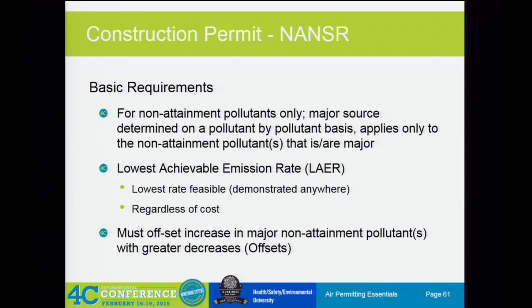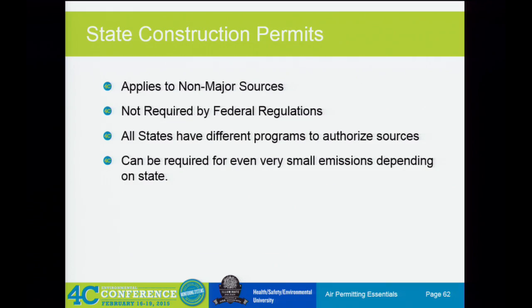The other requirement under the non-attainment permits is the lowest achievable emission rate, which we'll describe as different from best available control technology. This is the lowest rate feasible or demonstrated anywhere in the world, that's the control requirement you would need if you triggered non-attainment permitting. One of the biggest differences between that and BACT is that you have to install this technology regardless of the cost. You must offset your increases in major non-attainment pollutants with greater decreases. So refer to offsets with non-attainment permits. If you trigger non-attainment permitting, you have to purchase the offsets from sources within your non-attainment area to obtain your non-attainment permit. So that's one of the biggest changes from PSD: the control requirements and the purchasing of offsets.